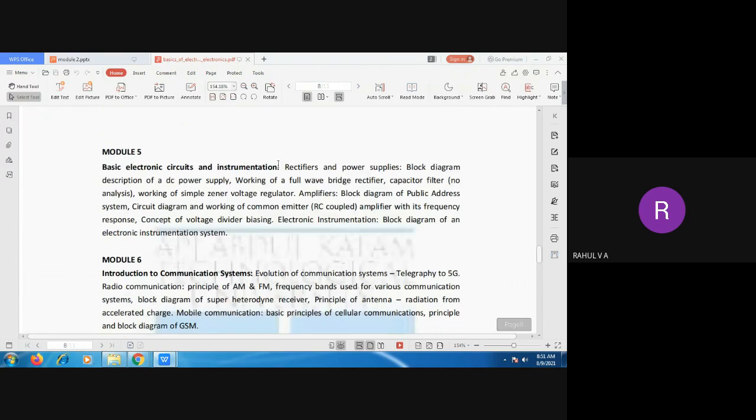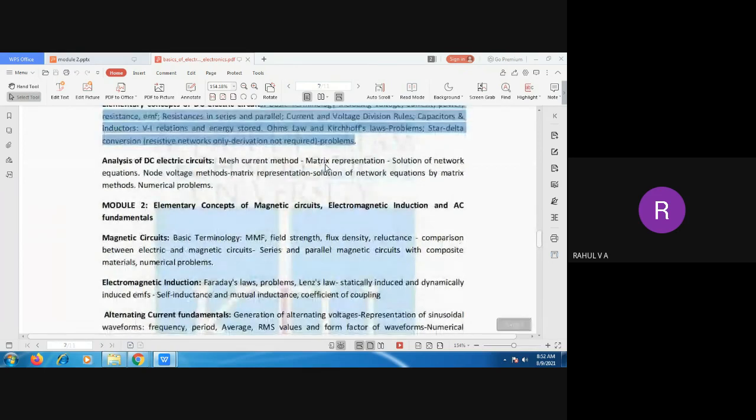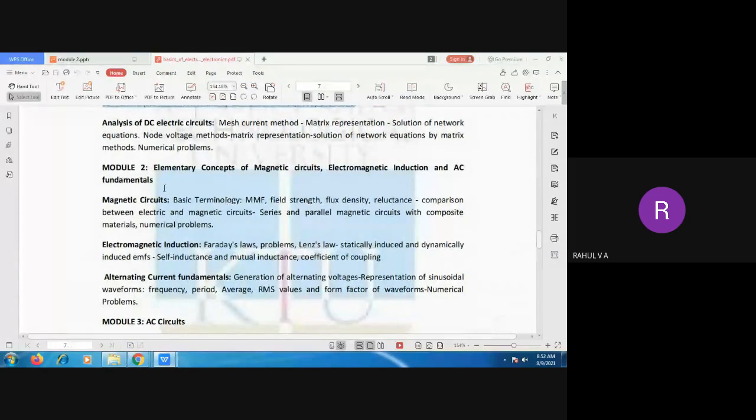And then in the fifth module, we have completed the fifth module also. That is rectifier, power supply, then voltage regulator, common emitter amplifier, and frequency response. So three modules, two from electronics and one from electrical, we have already completed, and we have just started our second module.